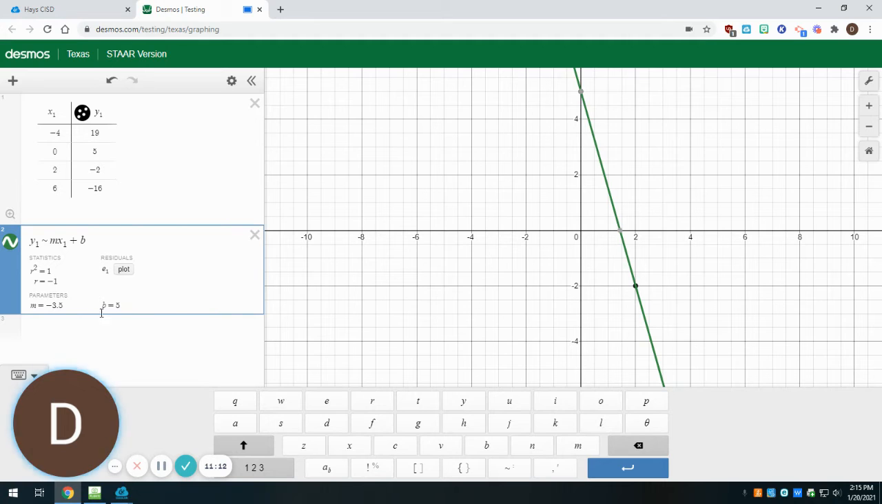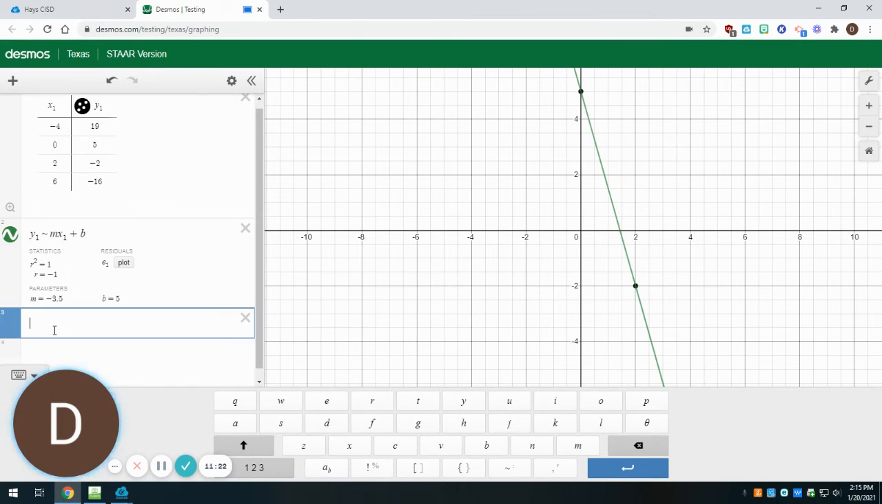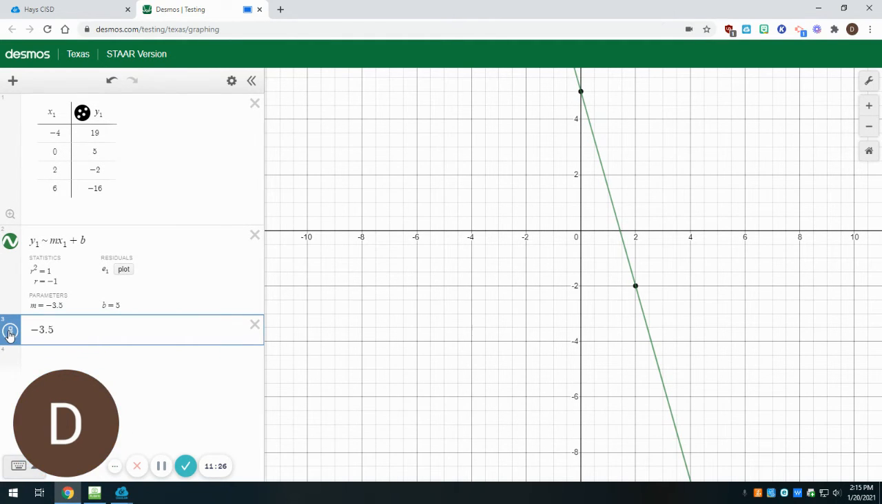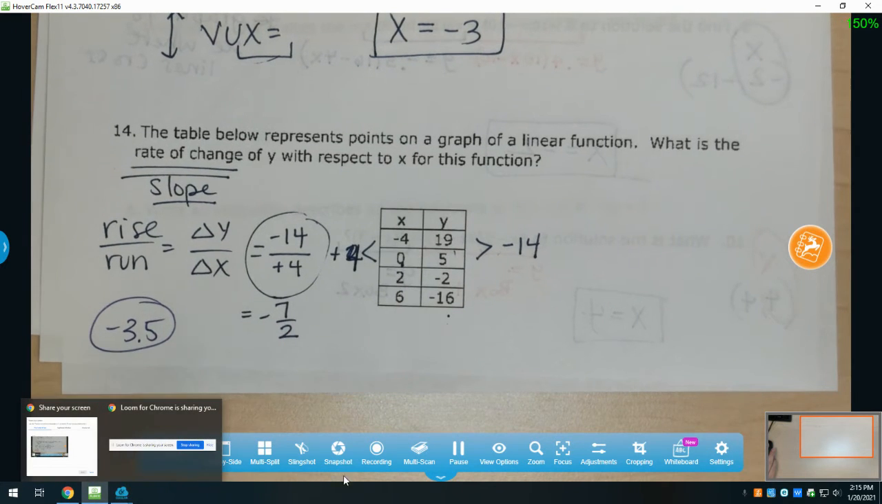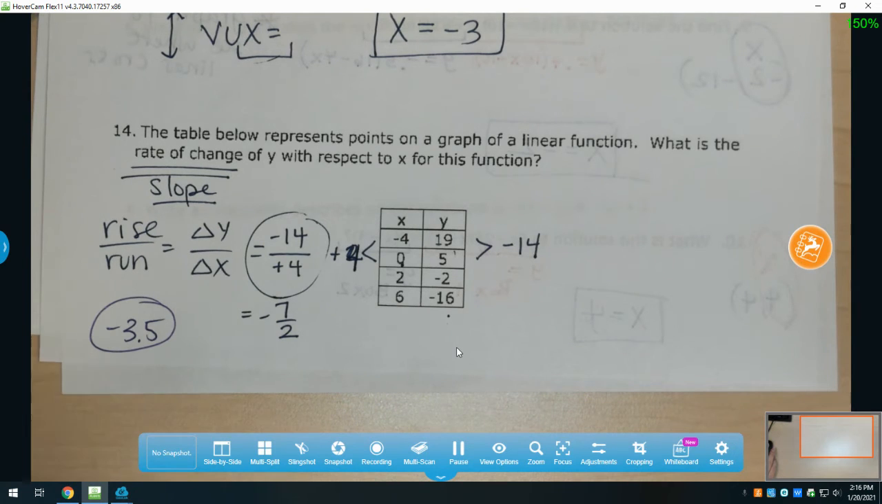Now, I don't really care about the y-intercept here. I just need that rate of change. So look, -3.5. That's the same slope as that -7/2. So -3.5. If you put that in and needed to change it to a fraction, that key will do it for you. But either way, by hand or using our regression, you should be able to come up with your slope.